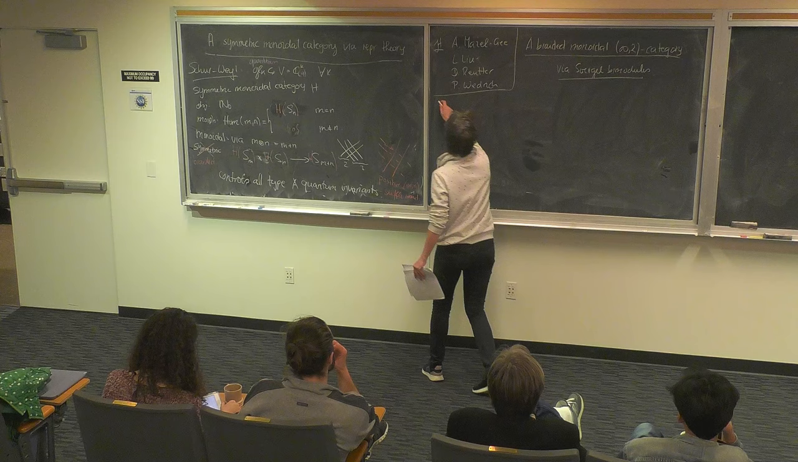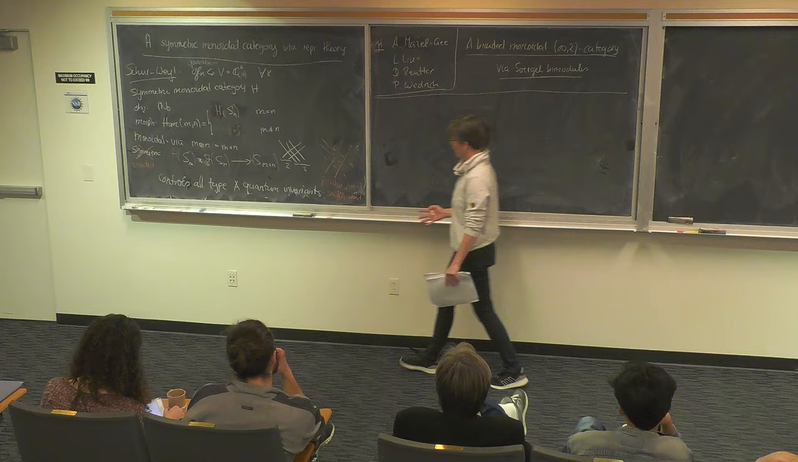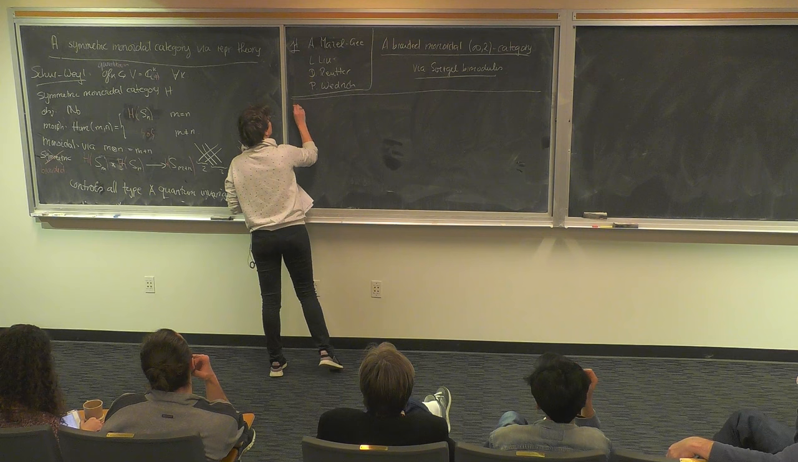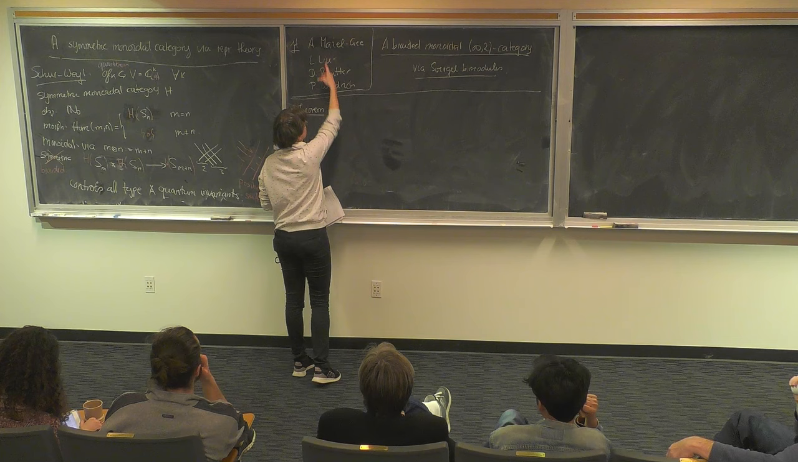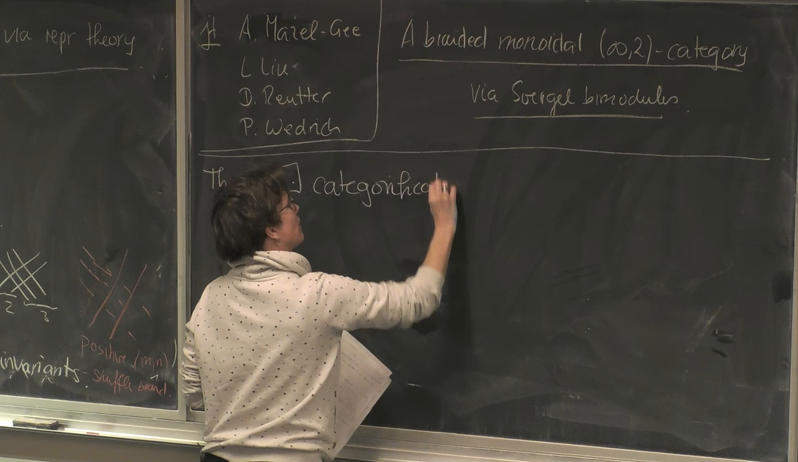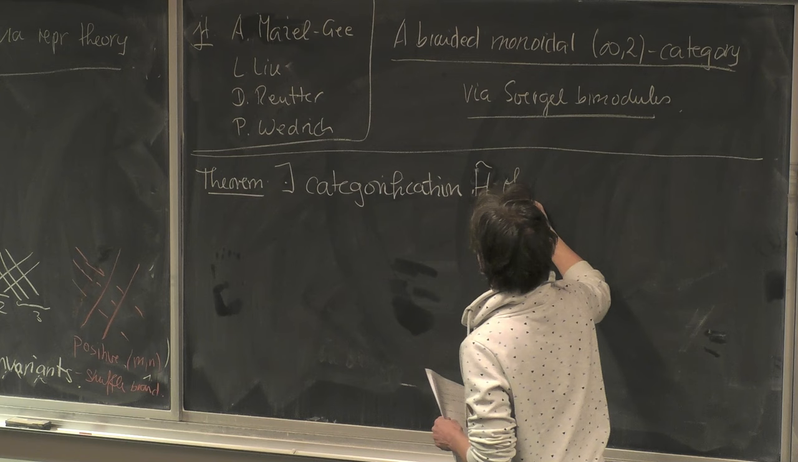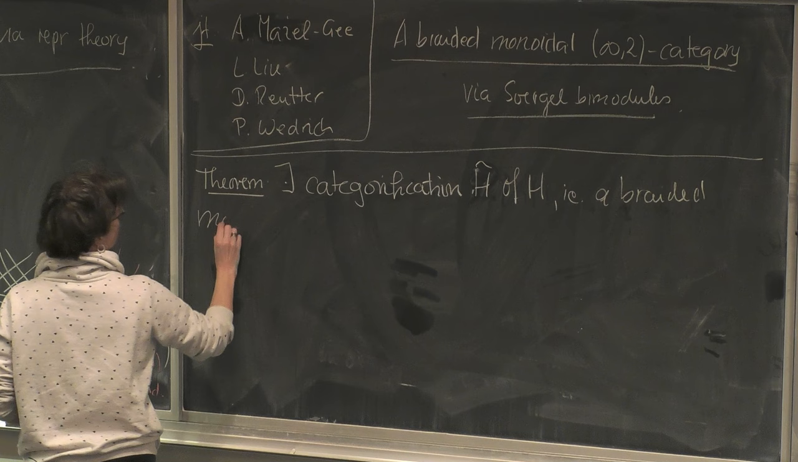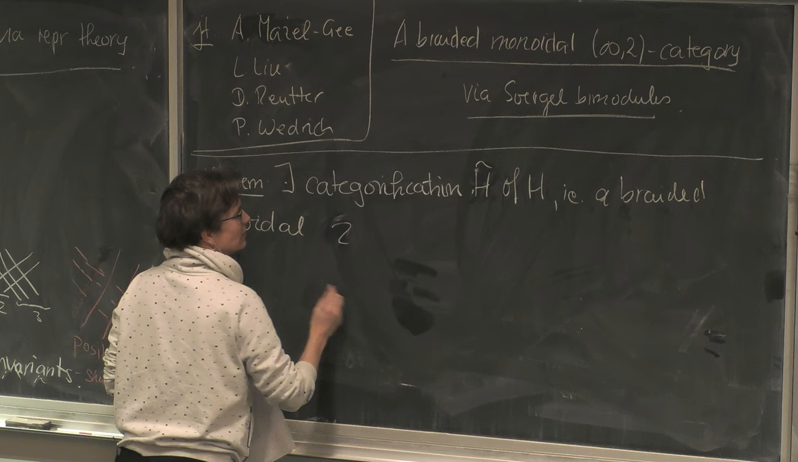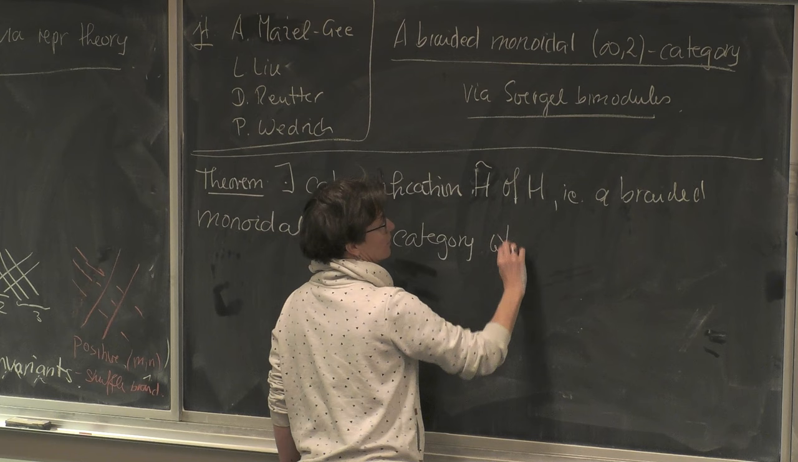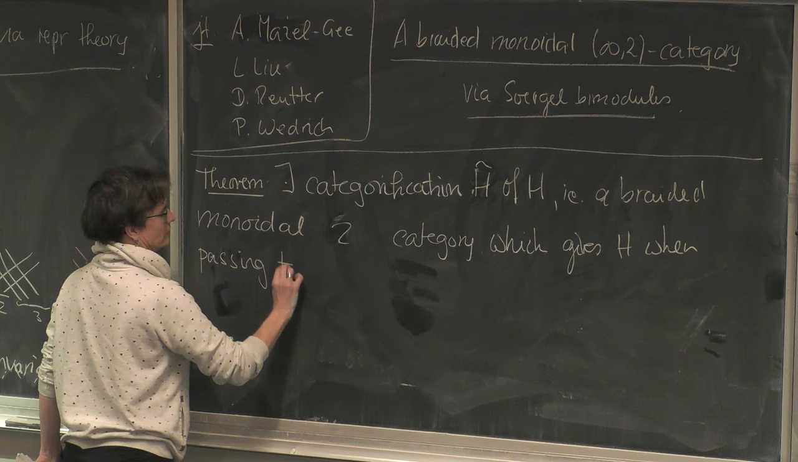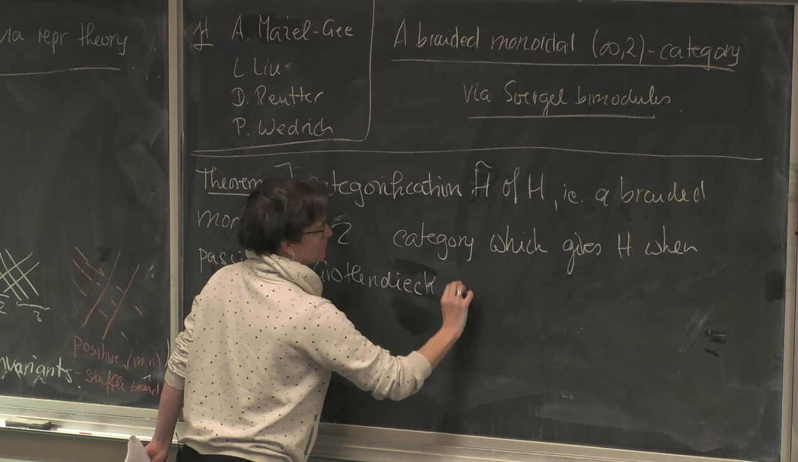And so the whole point of most of my work in the last years was to upgrade such quantum invariants to better invariants via categorification. So we would like to categorify this picture. And so here is the theorem. Joint with these guys, there exists a categorification H̃ of H, and by this I mean a braided monoidal 2-category, which gives H when passing to the Grothendieck group. So this is the theorem.